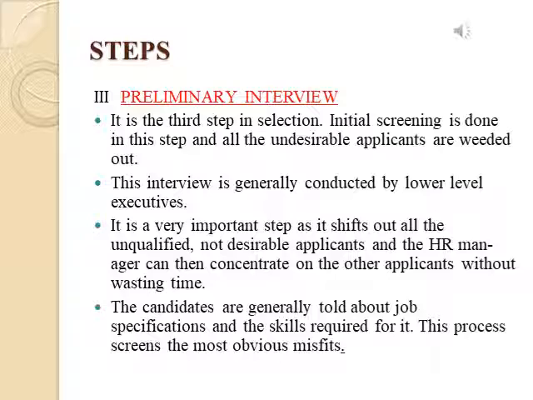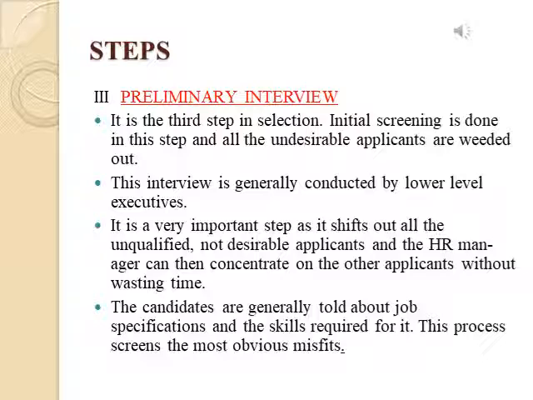The third step in selection process is preliminary interview. Preliminary interview is an initial screening in which all the undesirable applicants are weeded out. This interview is generally conducted by lower level executives. It is a very important step as it sifts out all the unqualified and undesirable applicants, and it enables the HR managers to concentrate on other applicants without wasting time.